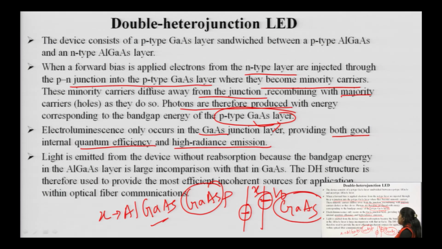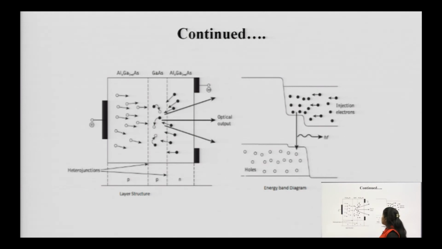Light is emitted from the device without reabsorption because the band gap energy in the aluminum gallium arsenide layer is large in comparison with the gallium arsenide. The DH layer, that is the double heterojunction structure, therefore provides the most efficient incoherent source of light as compared to the homojunction LED. This is the structure.